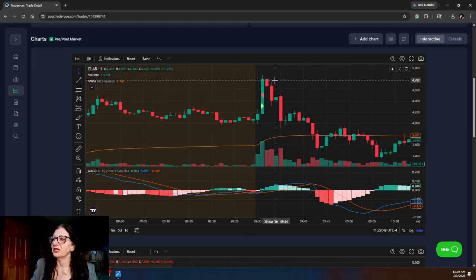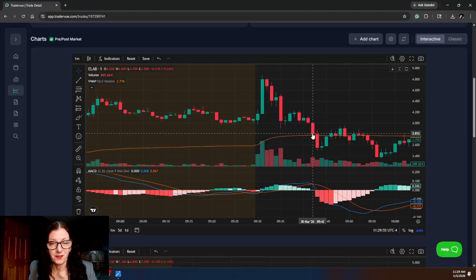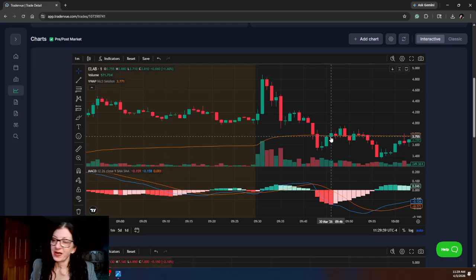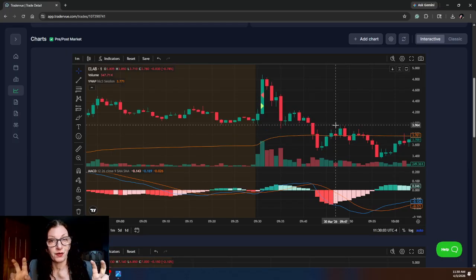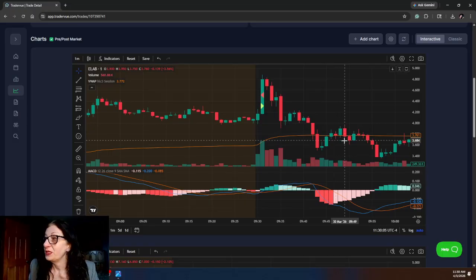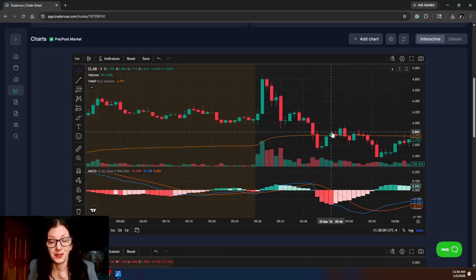So say I was holding here. Obviously I got in here and sold here, but let's just say I'd been holding. Once it hits VWAP, that could be a signal to sell. Now if it comes back up to VWAP, some people are looking for what they call a break over VWAP. Some people would trade that. They would say, once it breaks over VWAP, I'll get back in because I know now the bulls are in control.